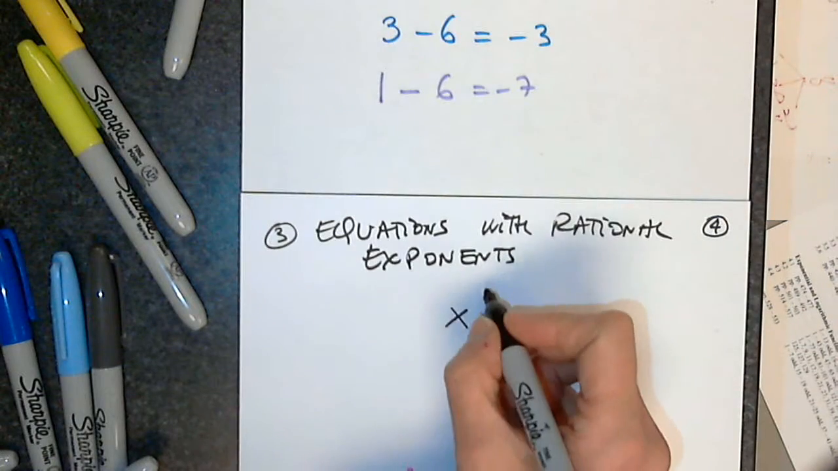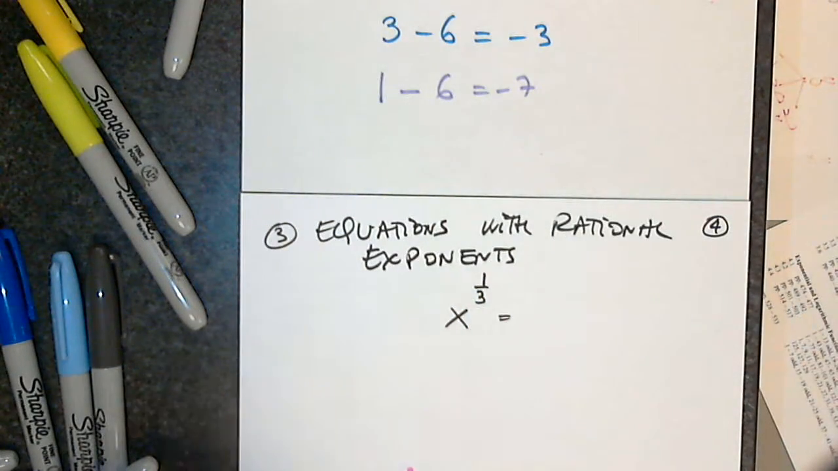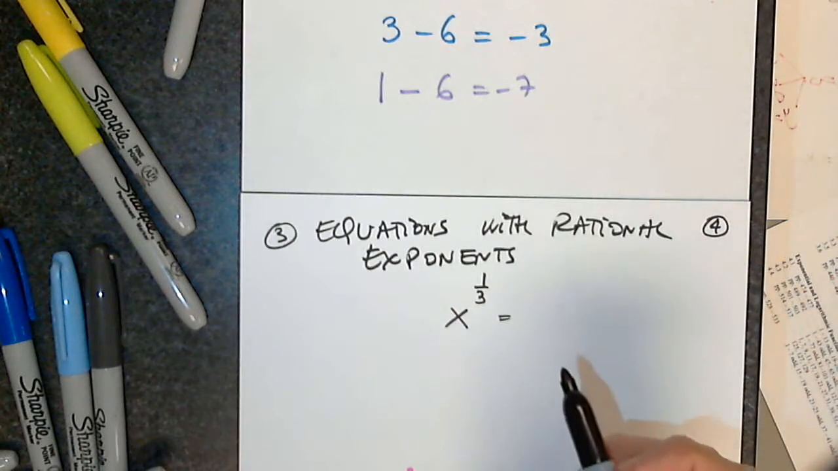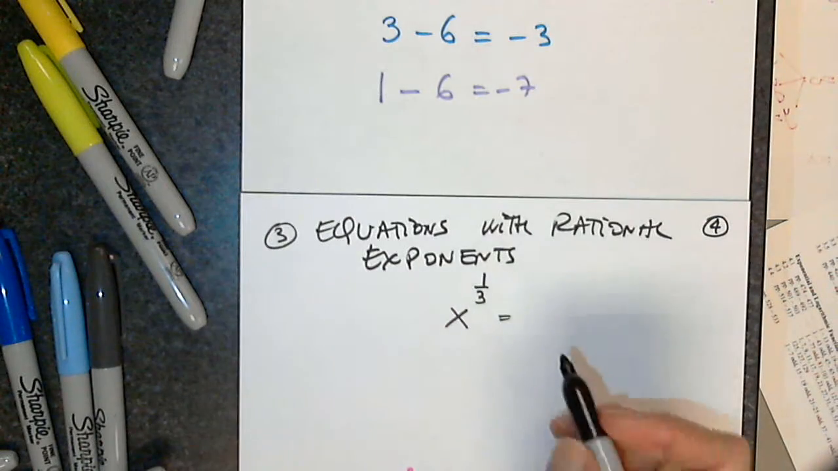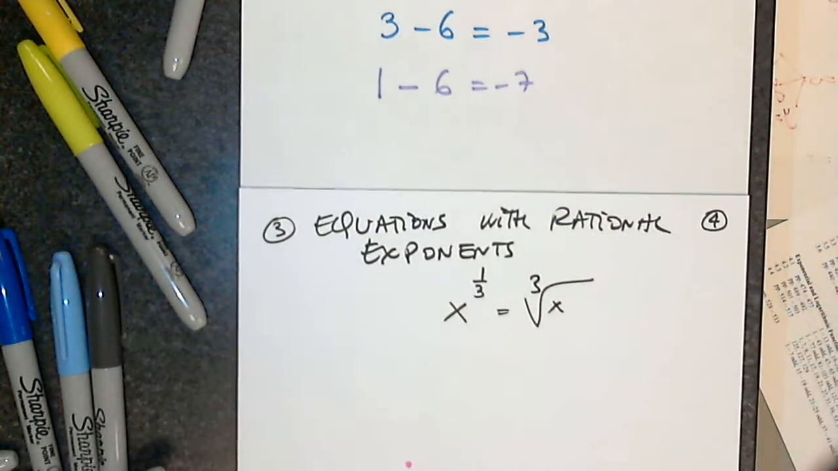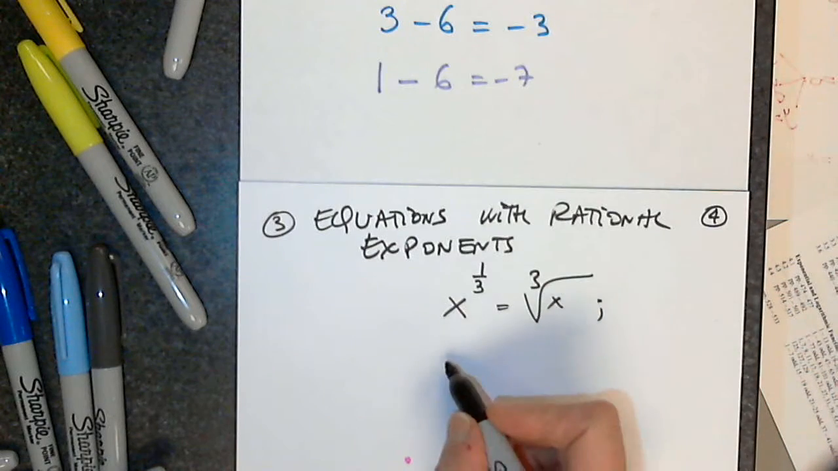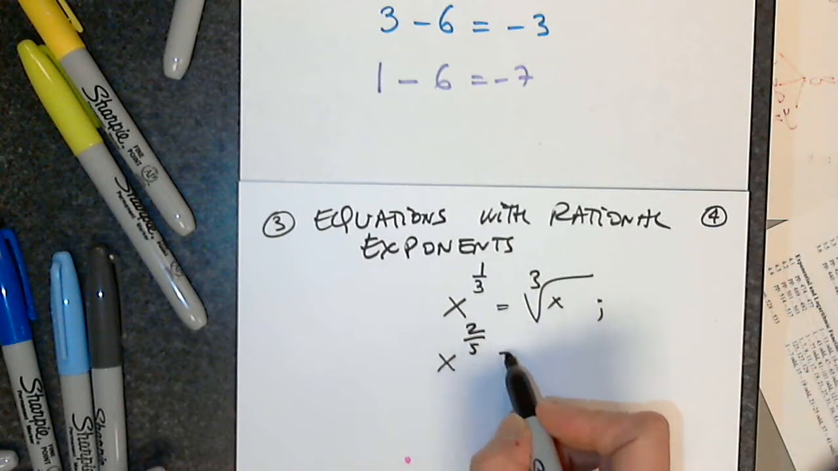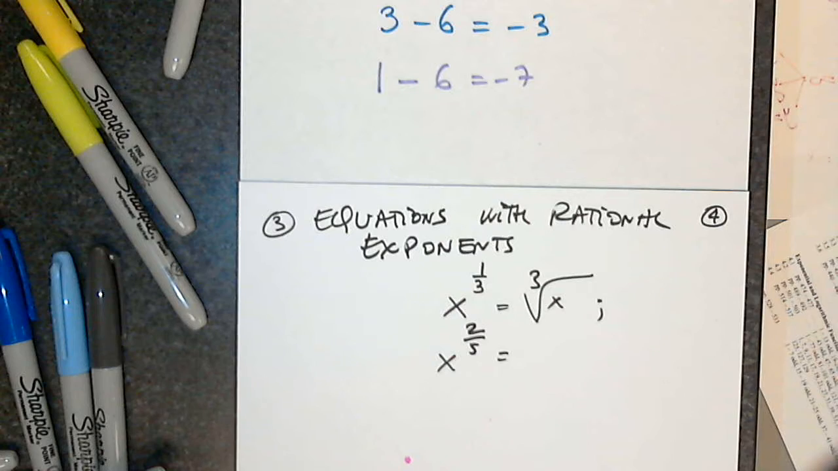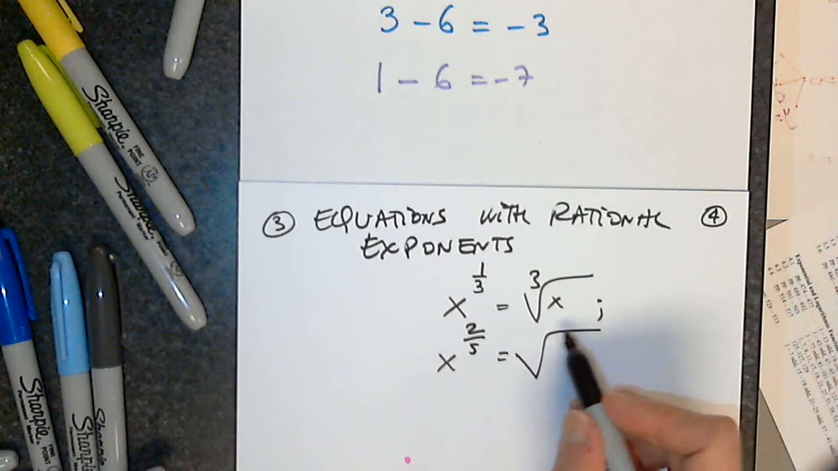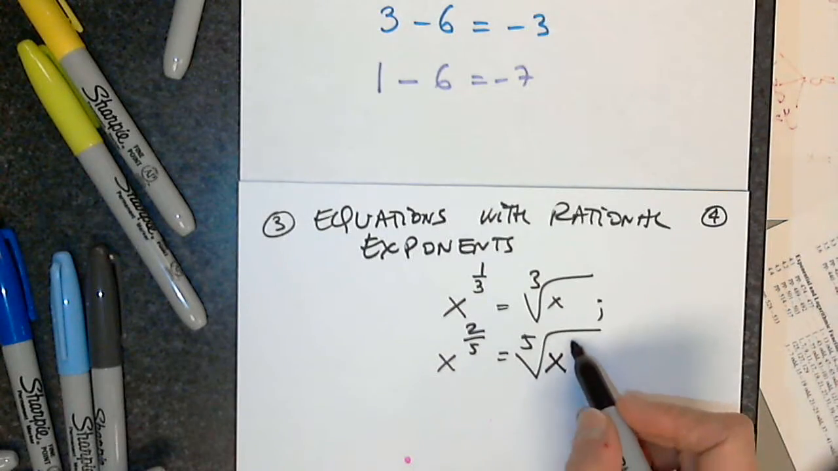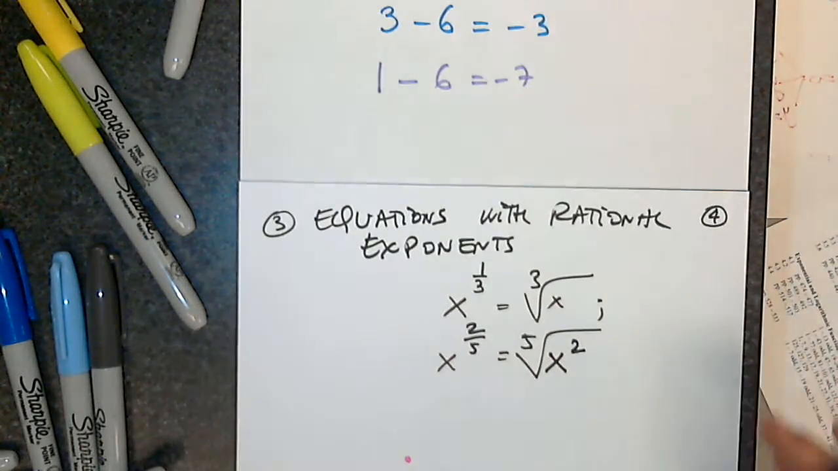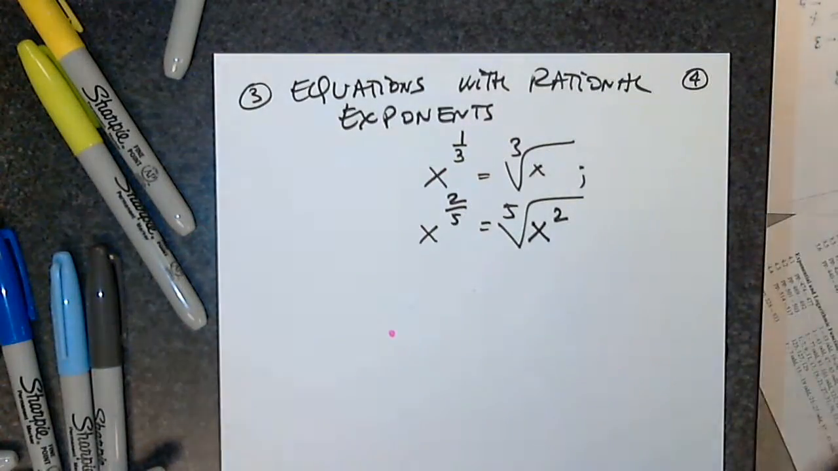So can anyone tell us how to write x to the 1/3? Is there another way of writing x to the 1/3? The cube root of x. Very good. What if I want to write now x to the 2/5? How do I write this? The fifth root of x squared. Perfect. So that's what we are going to look at.